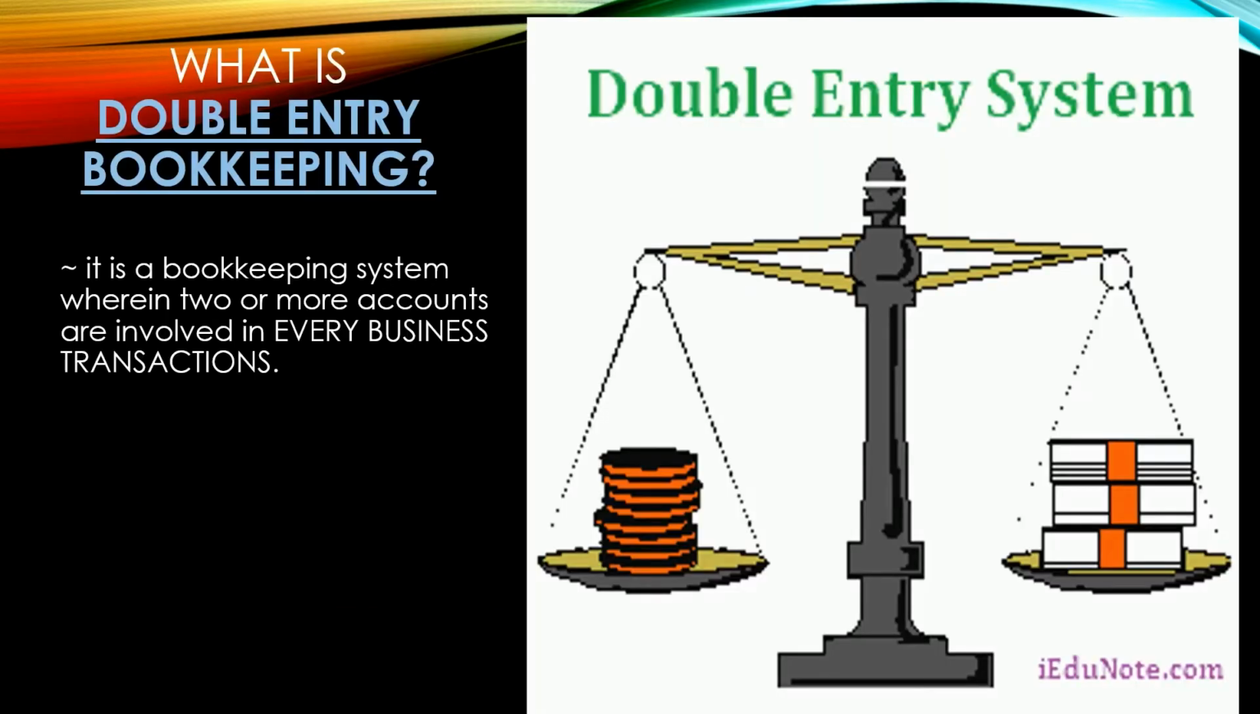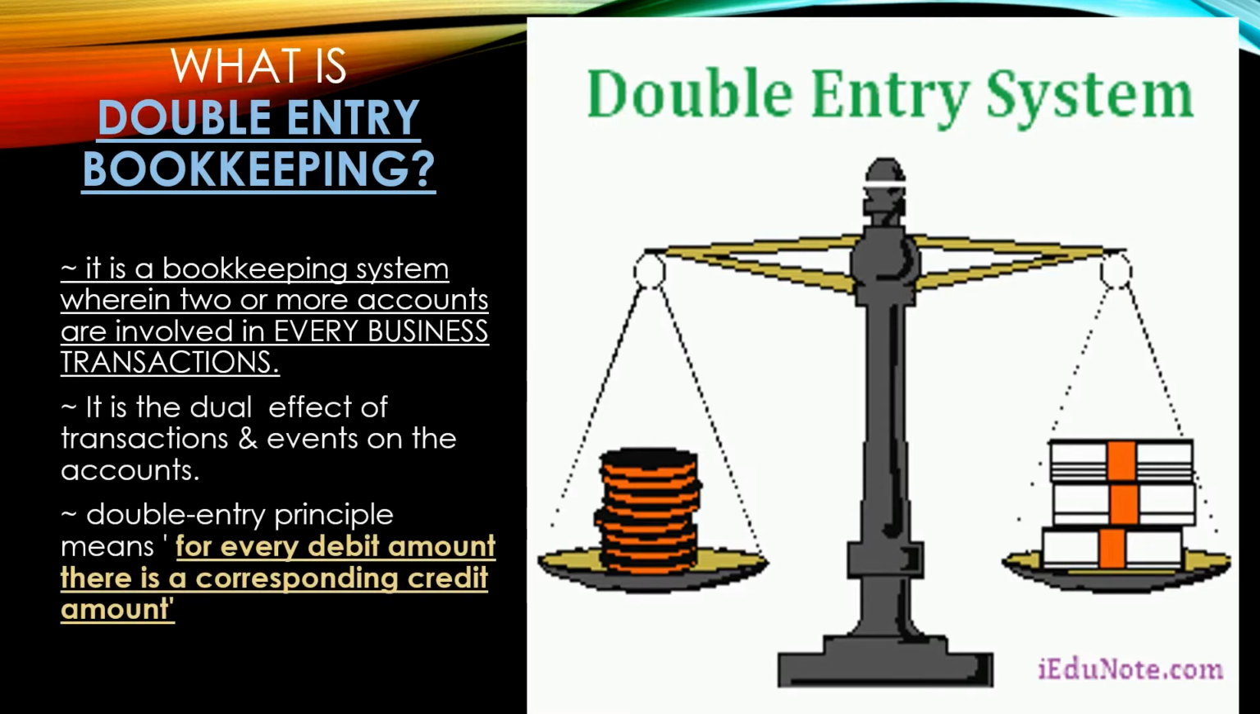What is double entry bookkeeping? It is a bookkeeping system wherein two or more accounts are involved in every business transaction. It is the dual effect of transactions and events on the accounts. The double entry principle means that for every debit amount, there is a corresponding credit amount.